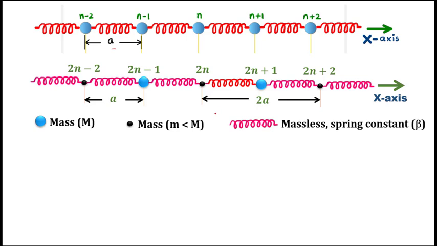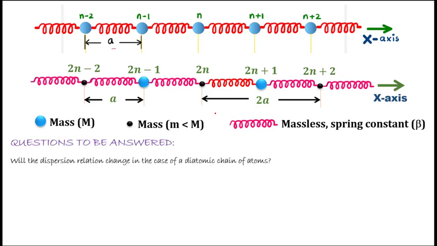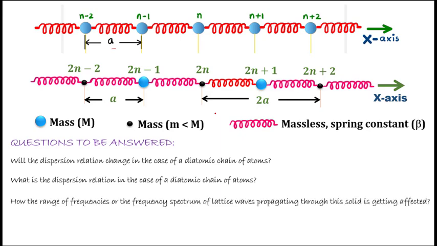Now, with such a system, what are the questions we are interested in answering? First, will the dispersion relation change in the case of a diatomic chain of atoms, or will it remain the same as in the case of a monoatomic chain of atoms? Second, if it changes, what would be the dispersion relation for such a diatomic chain of atoms? Third, how is the range of frequencies, or the frequency spectrum, of lattice waves propagating through this solid affected? Fourth, how does this range depend on the elastic properties of solids, and so on.